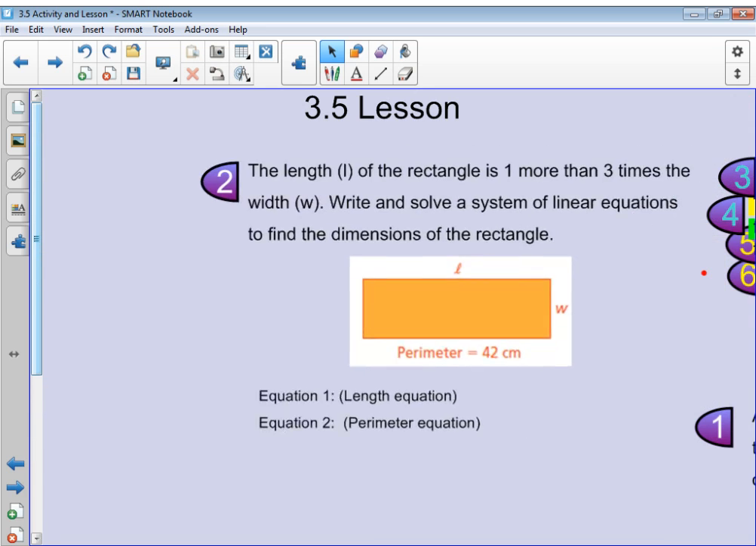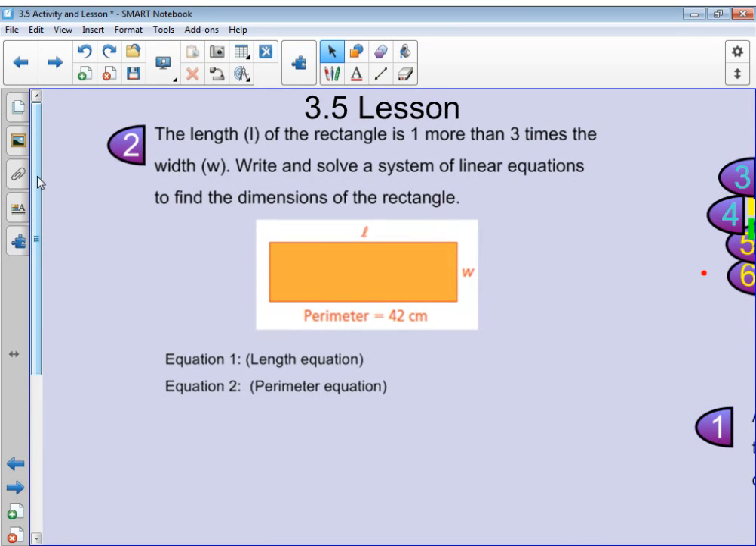Okay, and you should be doing these on your whiteboard as I'm doing them so that you're practicing how to pull the information out. Okay, so here our scenario is that the length of the rectangle is 1 more than 3 times the width. So if we knew the width, we could multiply it by 3 to figure out the length. Write and solve a system of linear equations to find the dimensions of the rectangle.